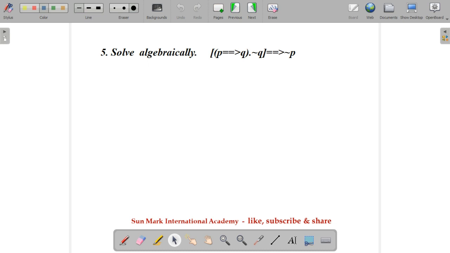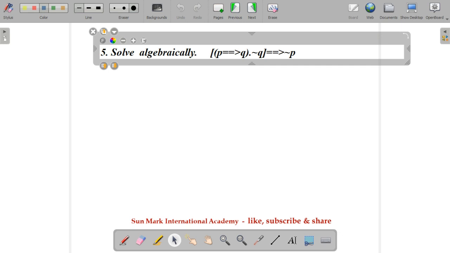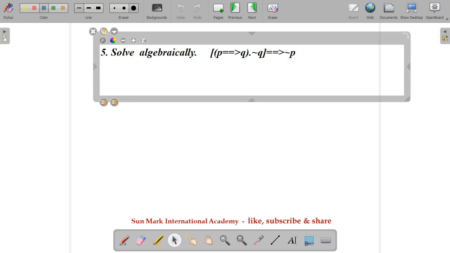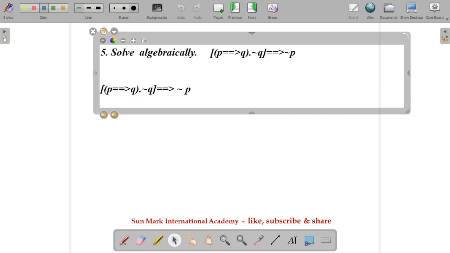Next question. Solve algebraically: (P implies Q) dot negation Q, the whole implies negation P. So we need to solve this one. The given question is (P implies Q) dot negation Q, the whole implies negation P. Using the algebraic method we are solving this one. Using the equivalence law we have to substitute.